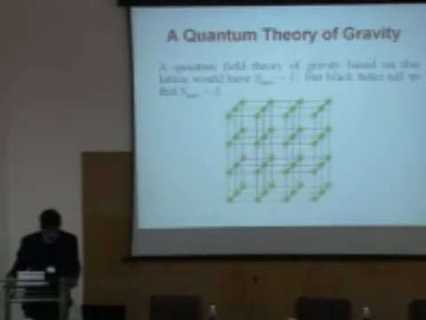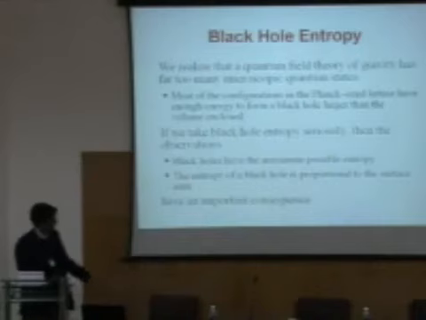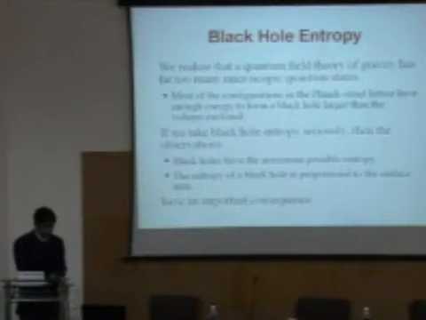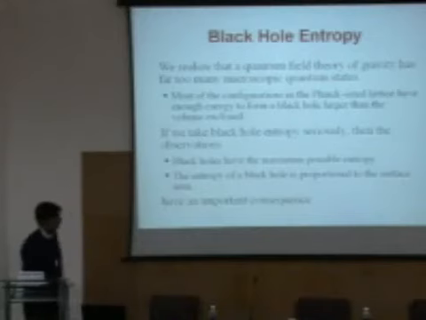So a quantum field theory of gravity based on this lattice would have the maximum entropy proportional to its volume, but black holes tell us that the maximum entropy has to be proportional to the area, not the volume. So we realize that a quantum field theory of gravity has far too many microscopic quantum states. If you work it out, it comes from the fact that most of the configurations in the Planck-sized lattice have enough energy to form a black hole larger than the volume enclosed. So that's where the overcounting came in.